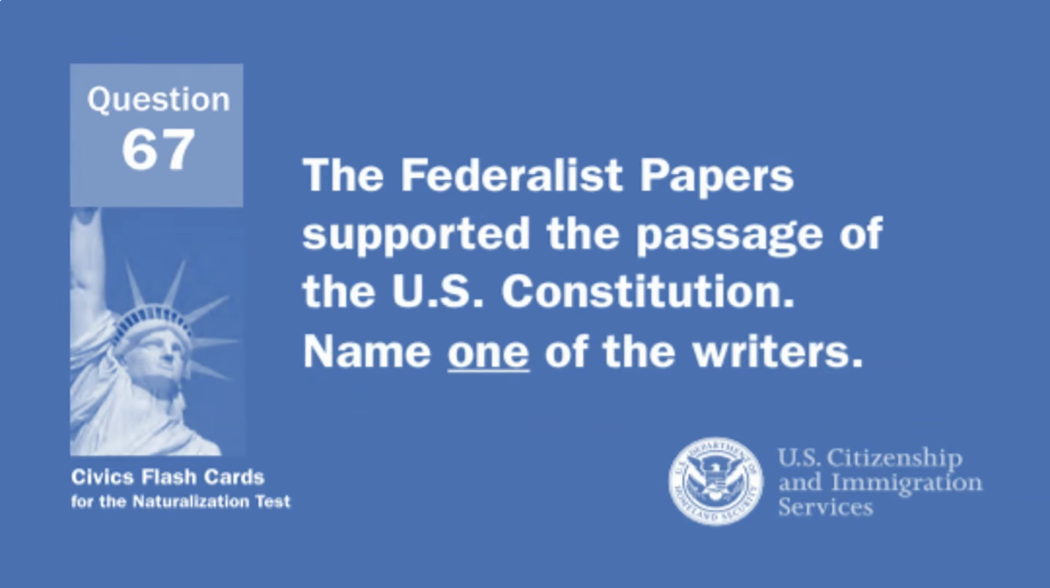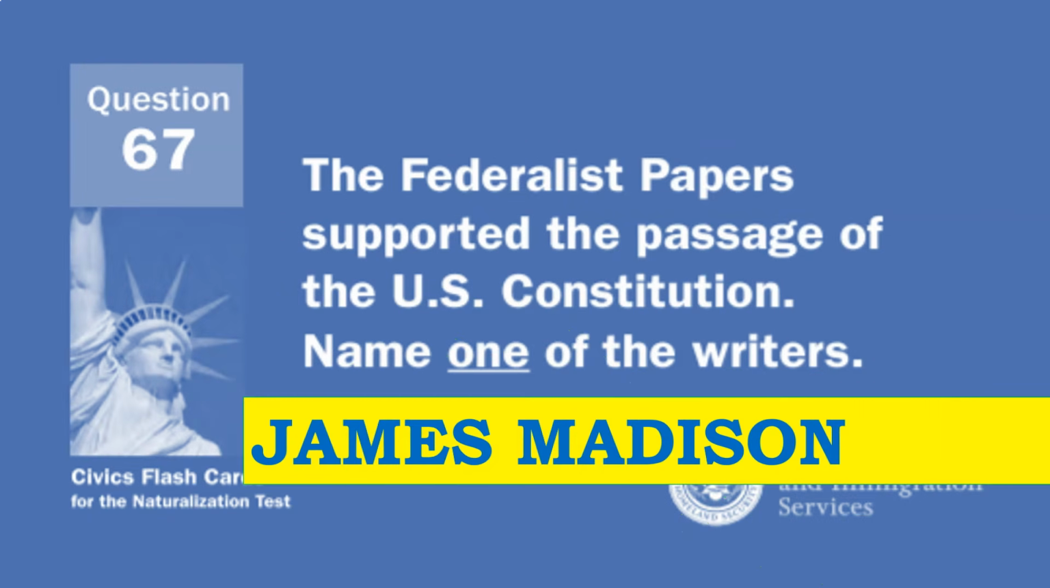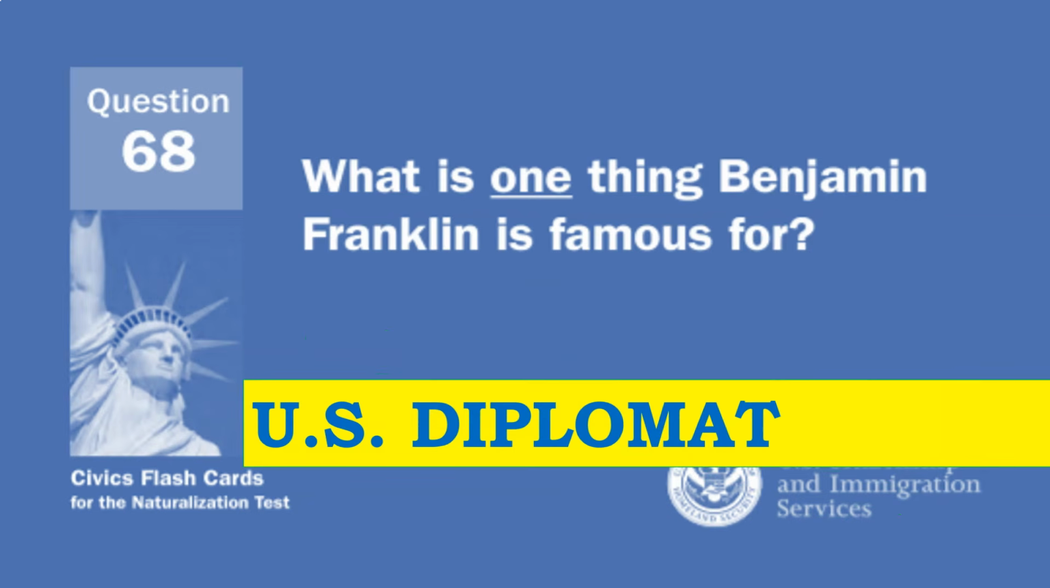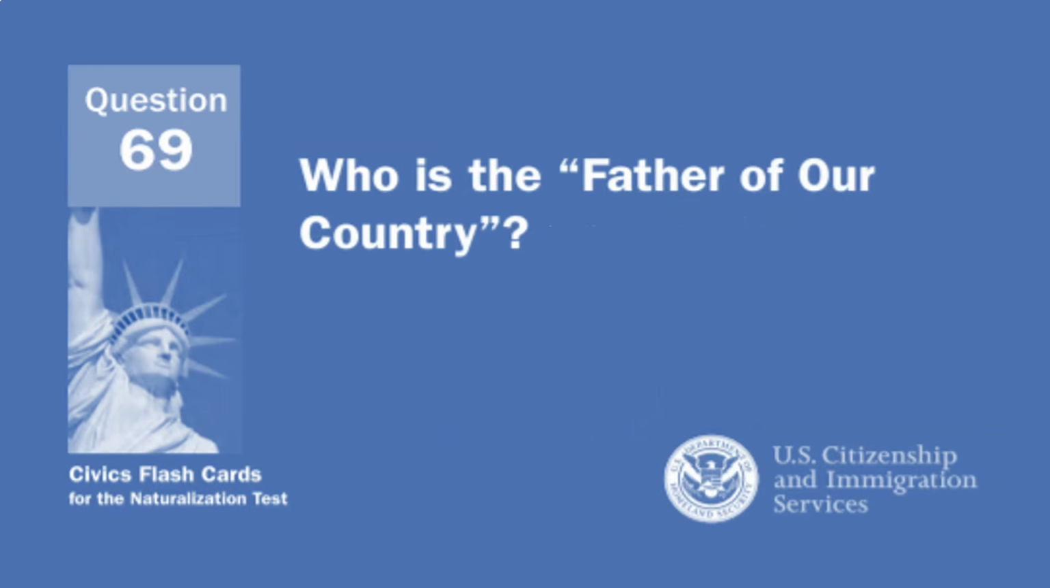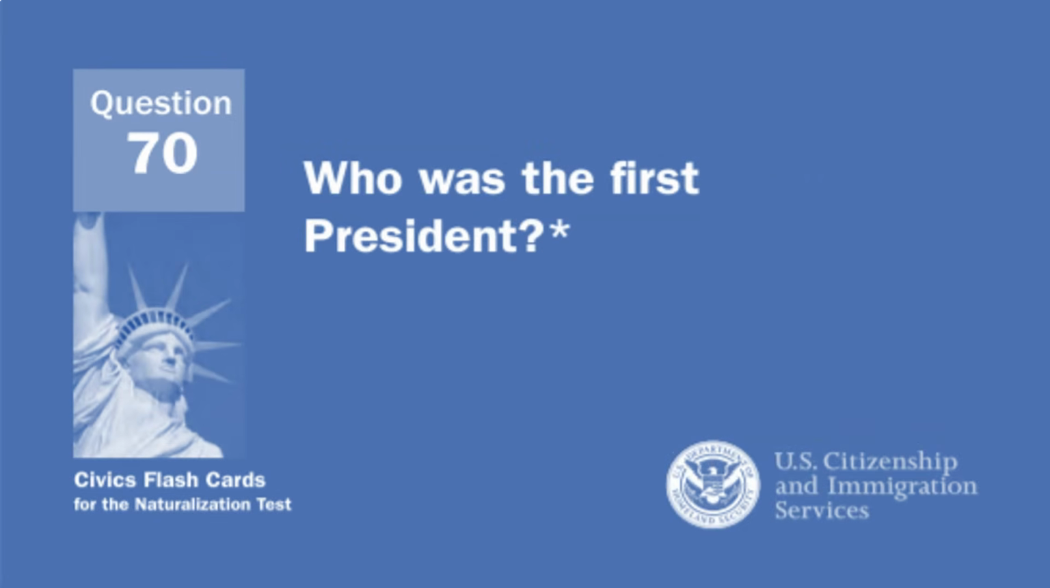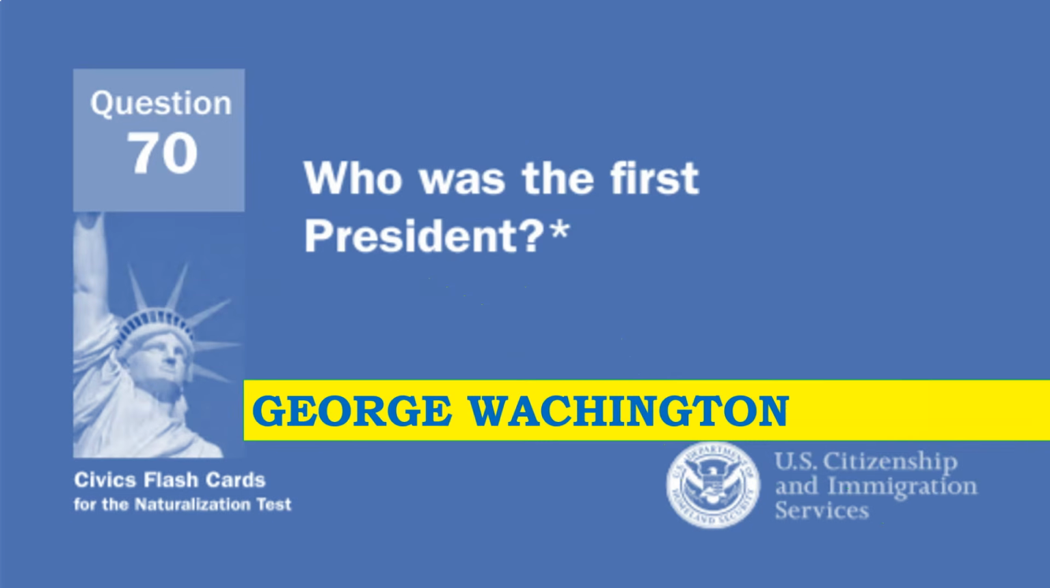The Federalist Papers supported the passage of the U.S. Constitution. Name one of the writers. James Madison. What is one thing Benjamin Franklin is famous for? United States diplomat. Who is the father of our country? George Washington. Who was the first president? George Washington.